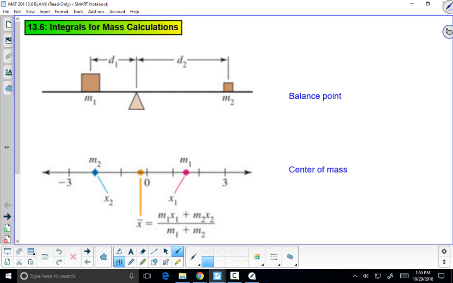Okay, so let's take a look at how we calculate the center of mass or the centroid.